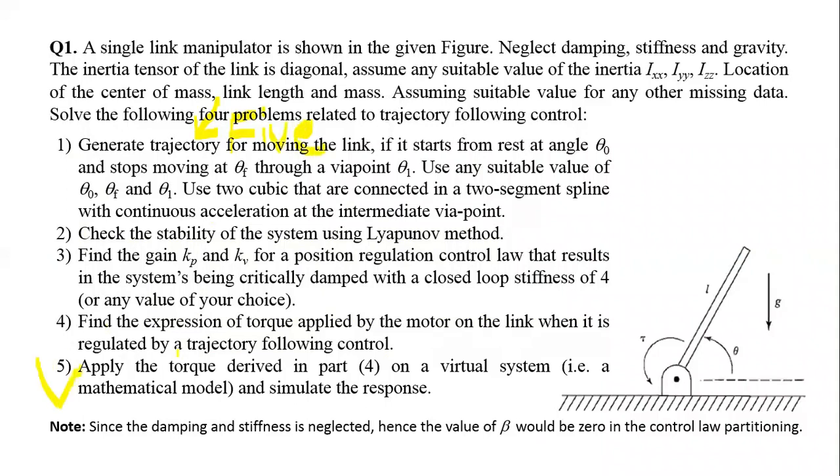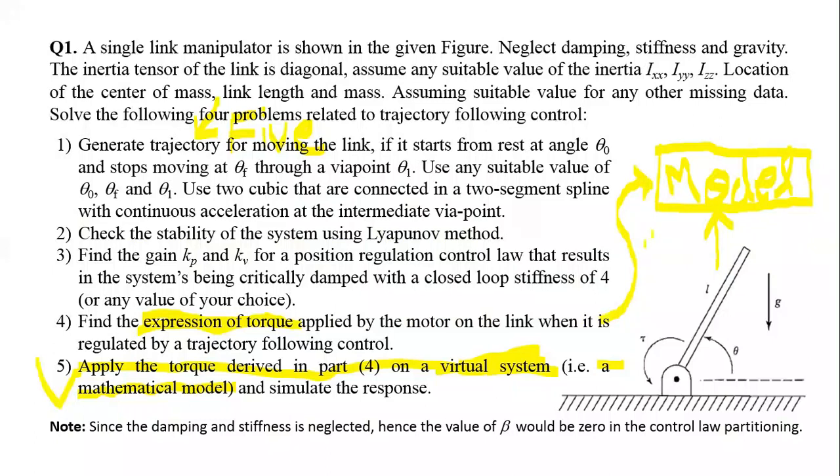The fifth problem is that once we find this expression of torque, we have to apply it on a virtual system. A virtual system is a mathematical model of this single link manipulator system. So we have to generate a mathematical model of this single link manipulator, and we have to apply this torque on this model. Once you apply the torque, you will get some response.